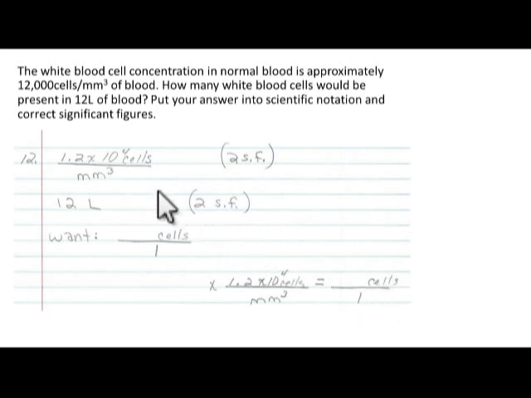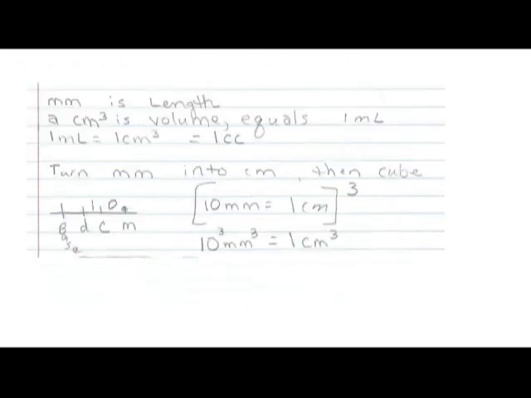So when I look in my toolbox here, I've got this term, and I can put cells on top. So I've got 1.2 times 10 to the 4th cells over a millimeter cubed. Now this is where it gets a little bit fuzzy for me because I don't have anything that says millimeter cubed. Where'd that come from? So I got to rethink some things.